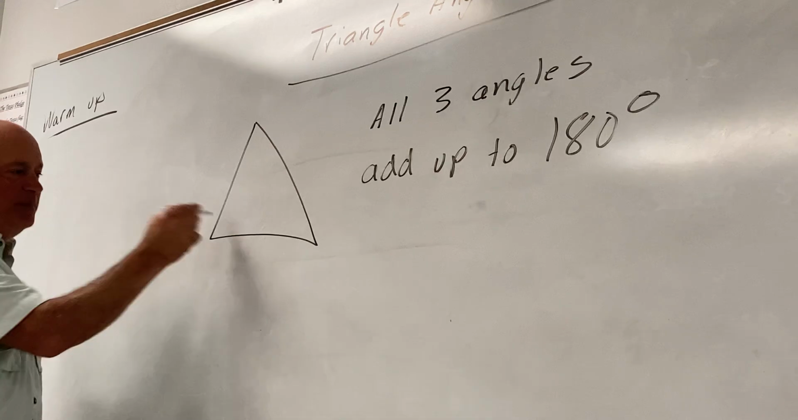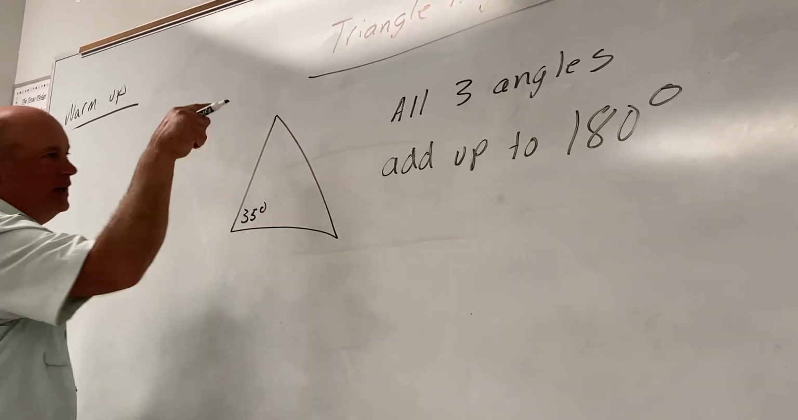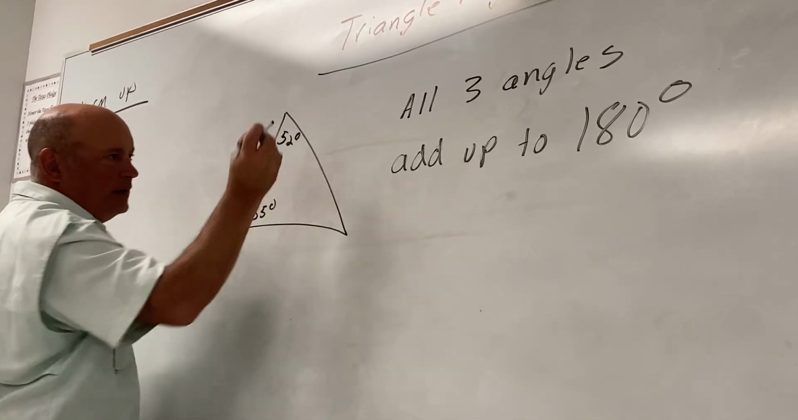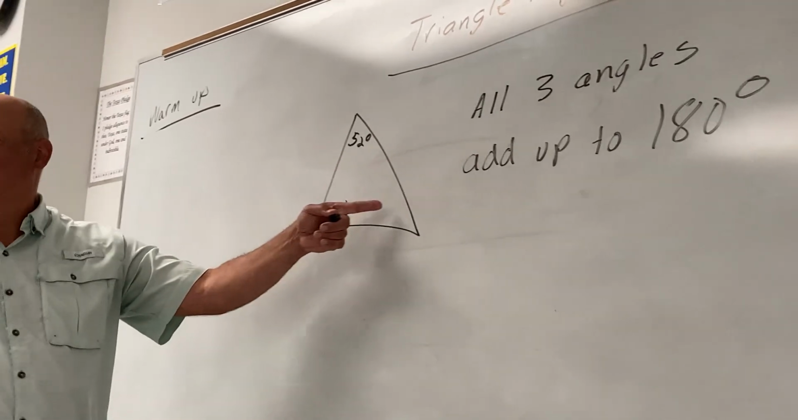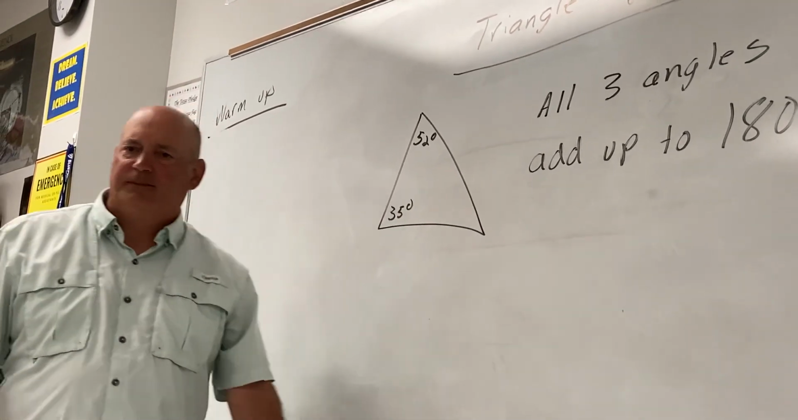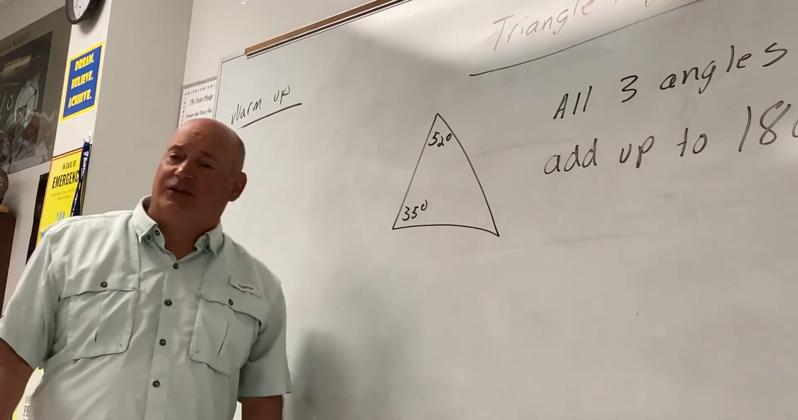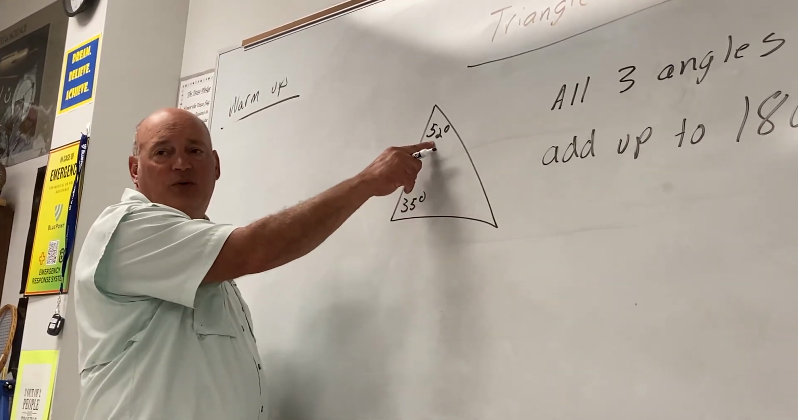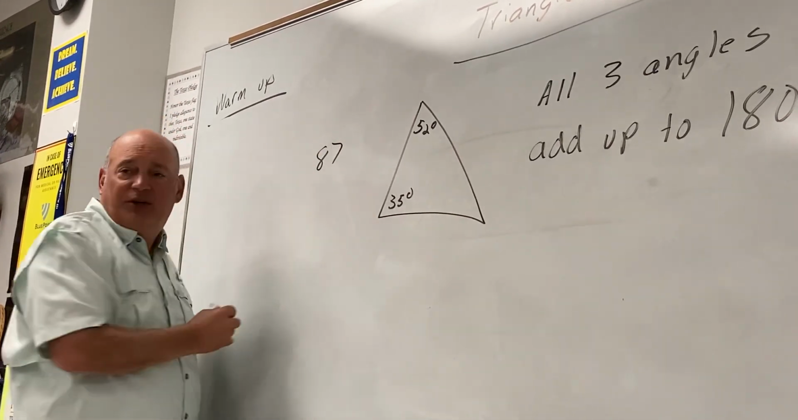So, let's say they give me this angle over here, 35 degrees. They give me another angle over here, let's call it 52 degrees. How could we figure out the third angle? Somebody tell me what we could do. Subtract. Oh, Madison. Add them up and subtract them by 180. Sure. So what's 35 plus 52? 87. And then what do we do, Madison?